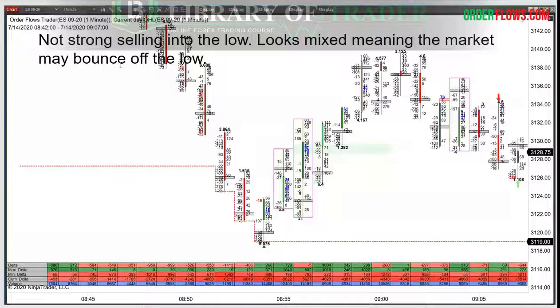Okay, now notice, right, we come into this low. I said my note here was not strong selling into the low, looks mixed, meaning the market may bounce off the low. So it's coming down. There's some strong offers here: 156, 184, 124. All the bids getting hit. All the bids basically getting hit. All the bids getting hit.